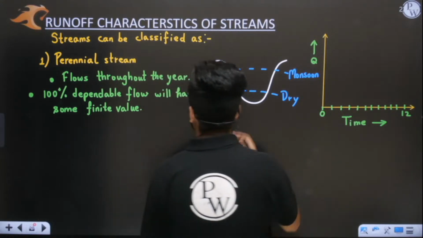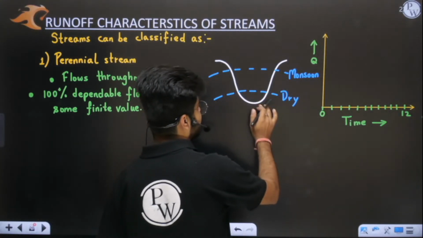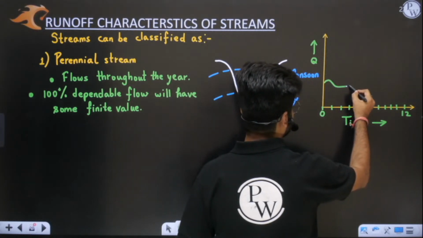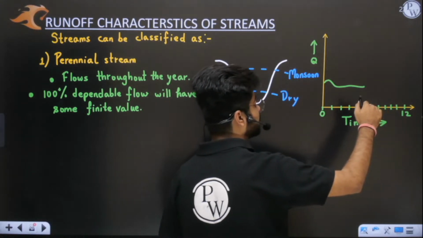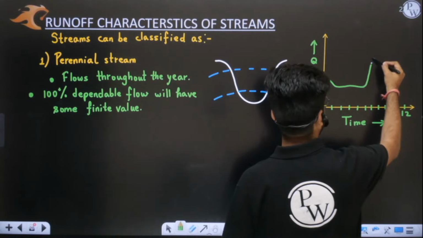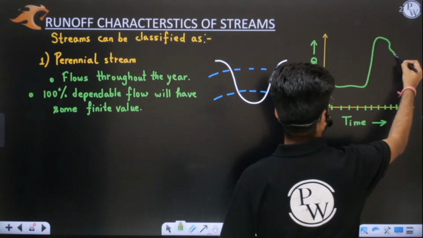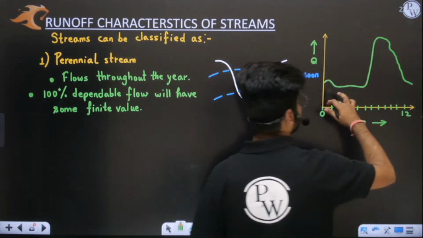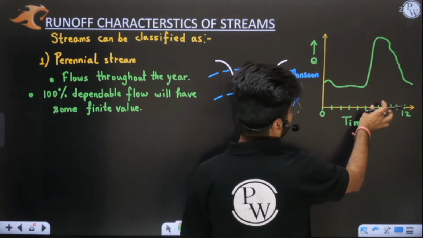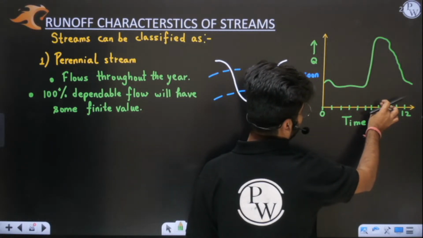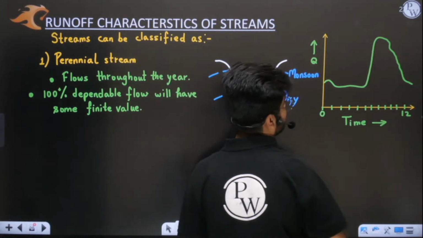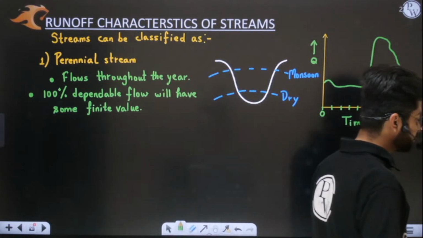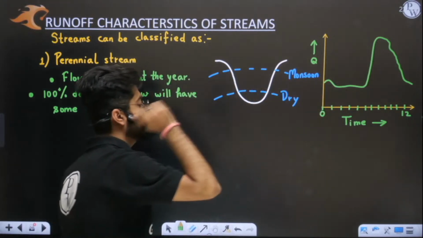Now in perennial streams, in the dry season discharge will be less, and in the monsoon season discharge will be more. So this graph will be somewhat like this. Discharge will vary. It will be more or less the same in the dry season, but in the monsoon season this graph will peak like this. After the monsoon season ends, the graph will come down like this. These are the months like June, July, August, September, because in these we have rainfall. I hope this is clear. So this is the hydrograph of a perennial stream.